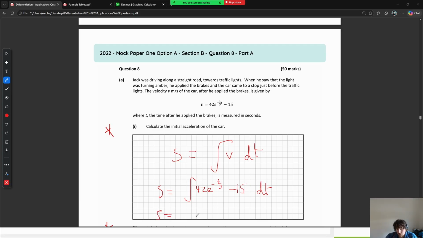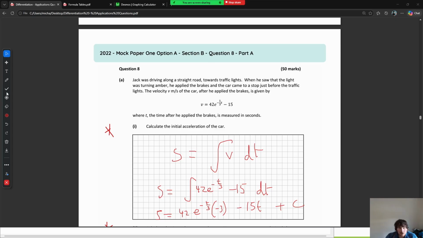So then s equals, the integral of this stays the exact same. The 42 doesn't do anything, it's just a number. And then instead of multiplying by the power's derivative, we divide by the power's derivative. So if you divide by minus a third, it's the same as multiplying by minus 3. Hopefully people are okay with that. And then this becomes minus 15t. And don't forget your plus c. Okay.